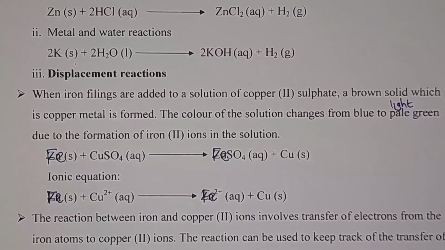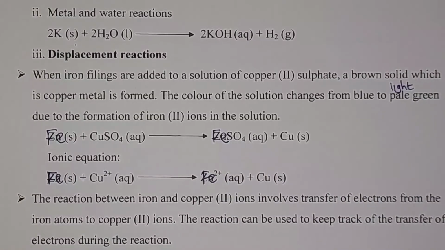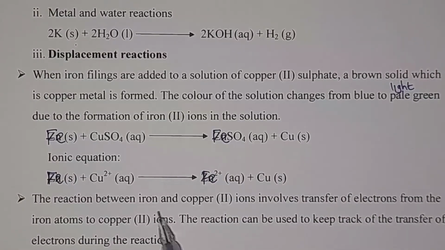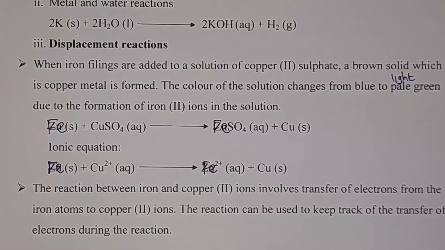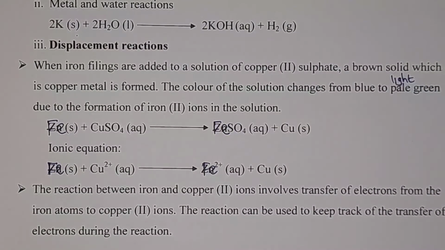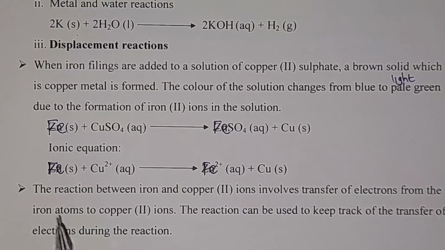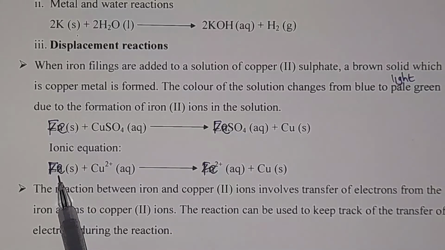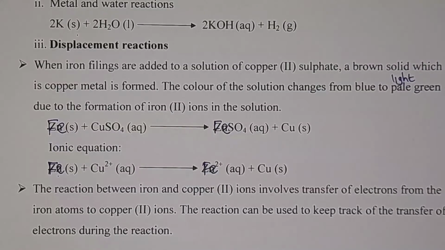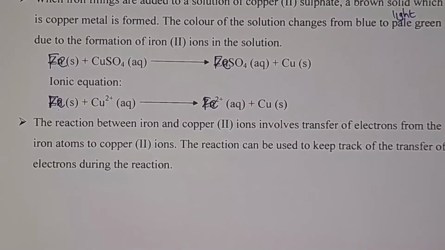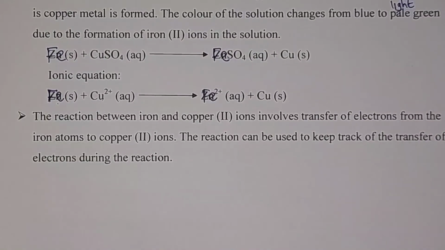So we are saying the reaction between iron and copper 2 ions involves transfer of electrons from iron atoms to copper 2 ions. The reaction can be used to keep track of the transfer of electrons during the reaction. Like in our case here, we have the electrons moving from iron metal and going to the copper 2 ions. So this can be illustrated by writing half ionic equations or ionic half equations.